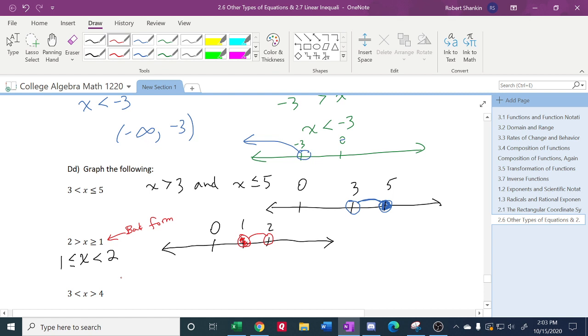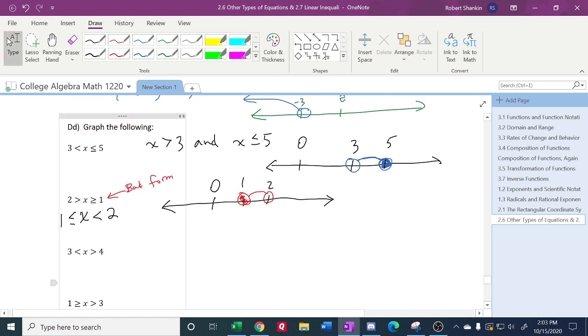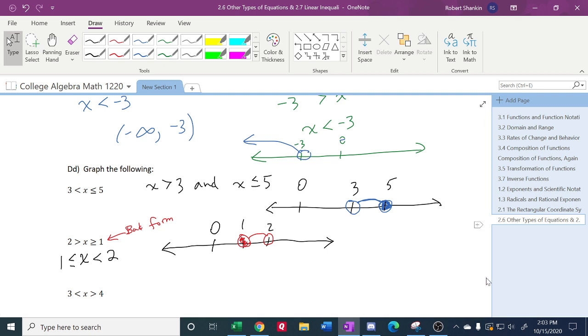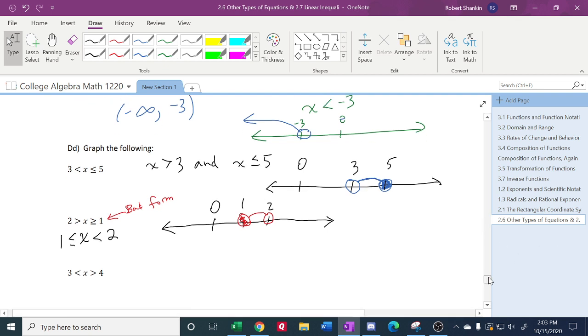Alright. Make a graph for the next one. 3 is less than x greater than 4.